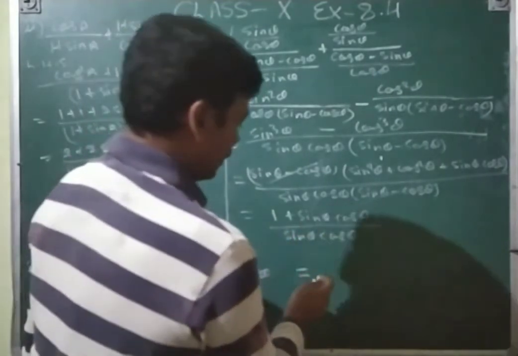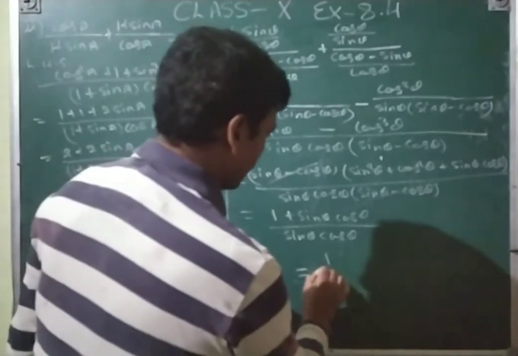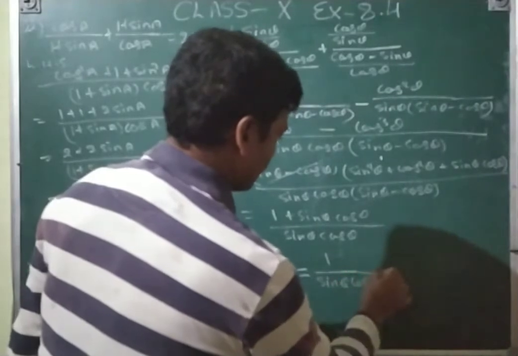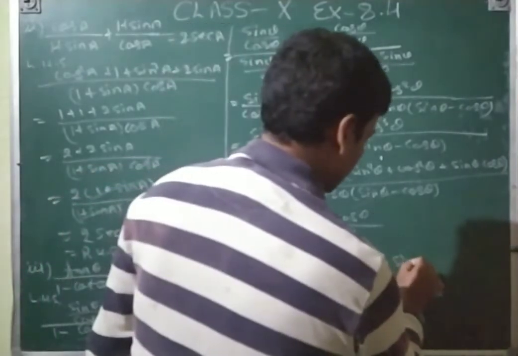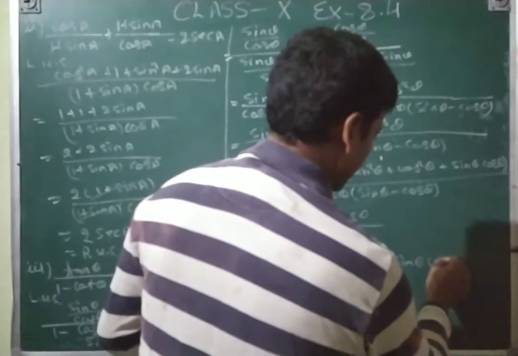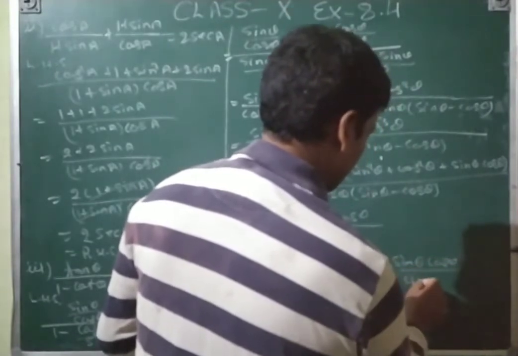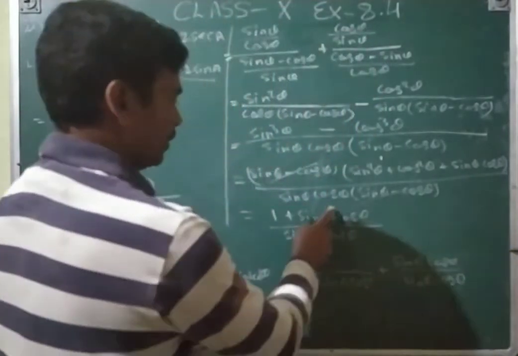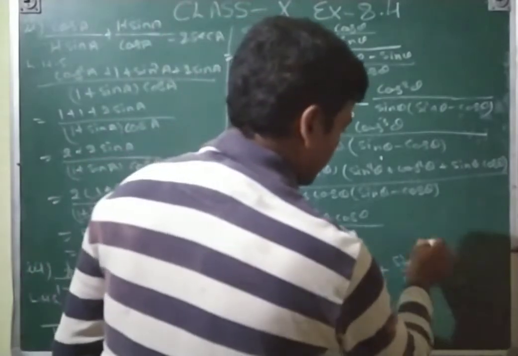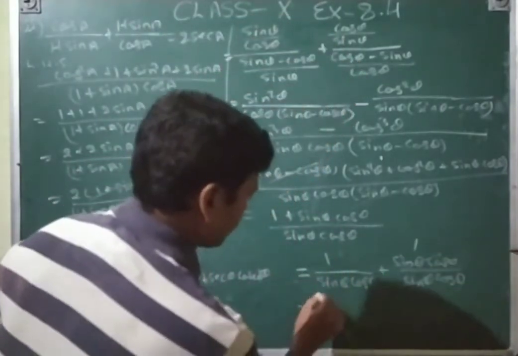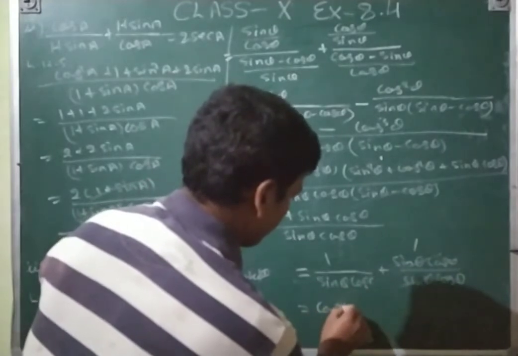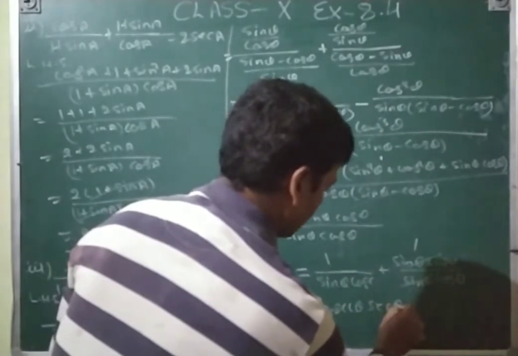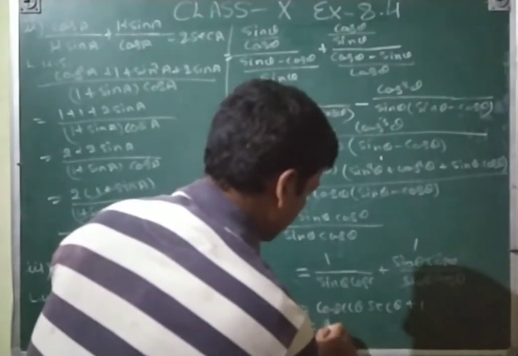And then after, we will do that one separately. 1 upon sin theta cos theta plus this one, sin theta cos theta upon sin theta cos theta. It means one time this one, one time by this one. So this will be cancelled. So 1. So 1 upon sin means that is cosec, plus 1 upon cos means we know that sec, plus 1 is equal to RHS.